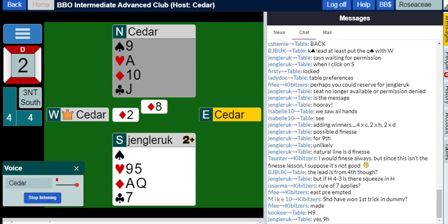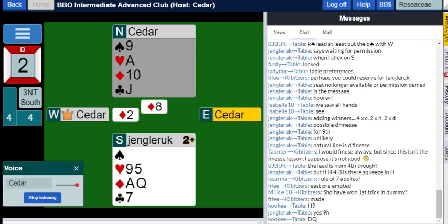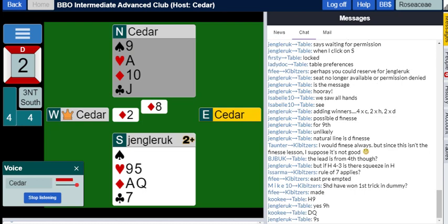I can see two. The heart nine must be a threat card. East shows a six-card heart suit, so the nine is the threat card. And there's another one that's appeared. What's the other threat card?